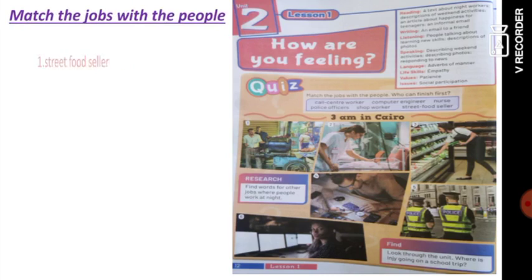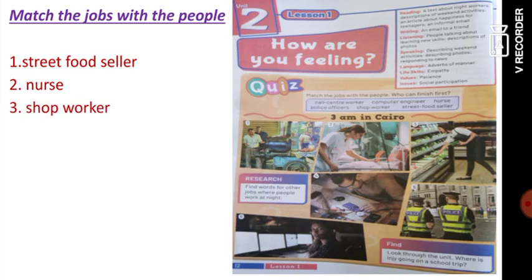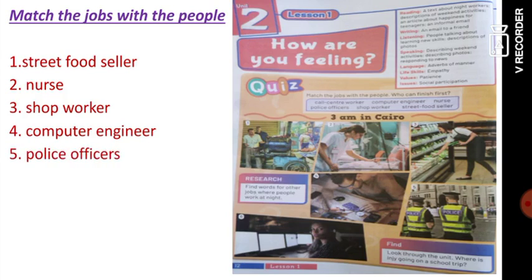Match the word with a suitable picture. The first one, call center worker. Which picture? Yes, number one, street food seller. The second picture, number two, yes, nurse. Number three, shop worker. Four, computer engineer. Five, police officer. Six, call center worker.